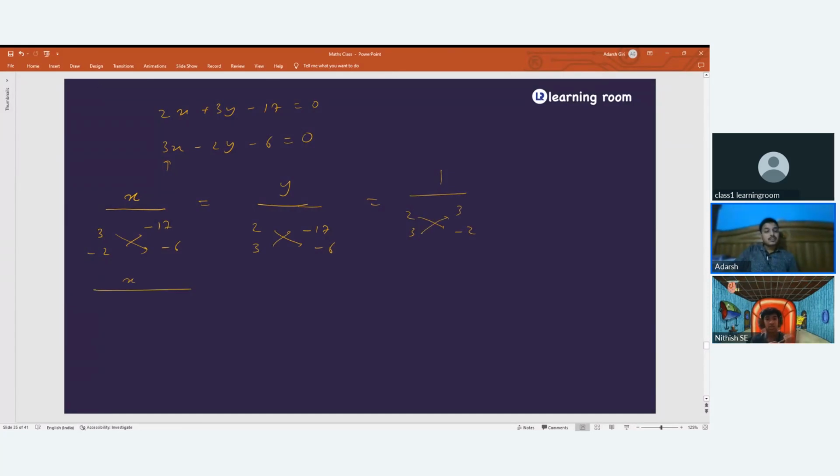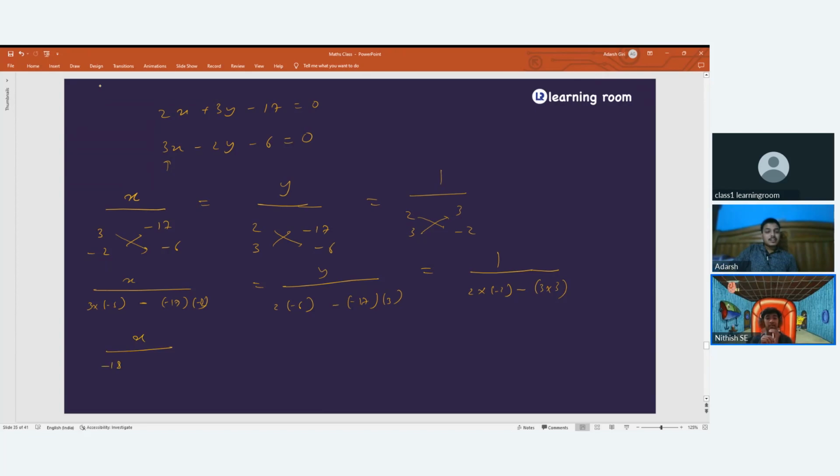So it will be x upon 3 times minus 6. You have to put a minus sign, then minus 17 times minus 2. That will be equal to y upon 2 times minus 6 minus 17 times 3, equal to 1 upon 2 times minus 2 minus 3 times 3. So it will be x by minus 18, then minus minus plus, plus minus minus, it will be minus 34.